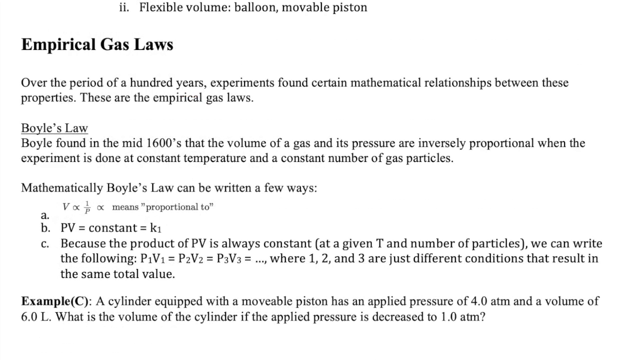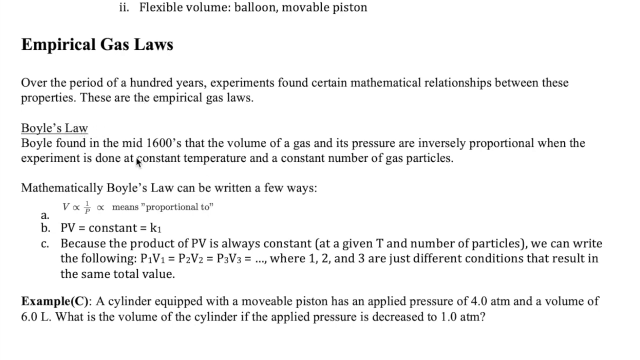For over 100 years, people have studied gases and observed specific relationships among the three properties of gas: pressure, volume, and temperature. These relationships are now written as equations which we call the empirical gas laws. Each law is named for the scientist who discovered it. We will start discussing these laws chronologically.